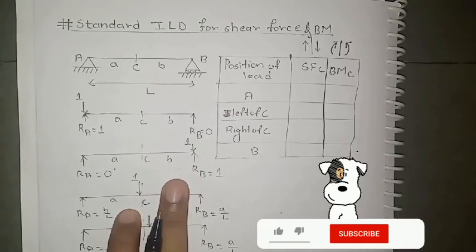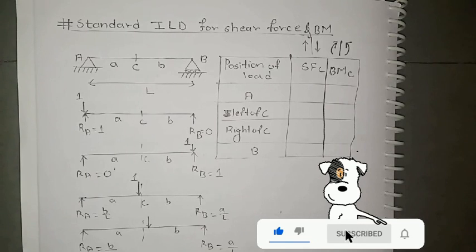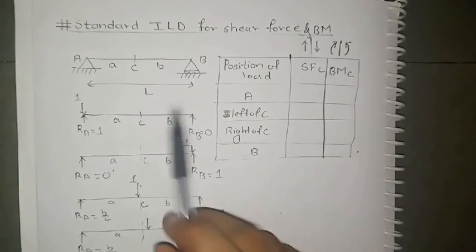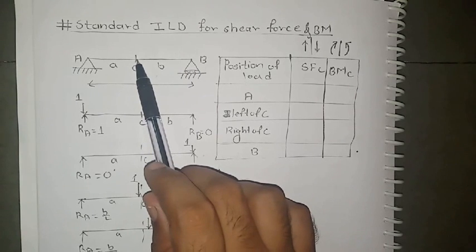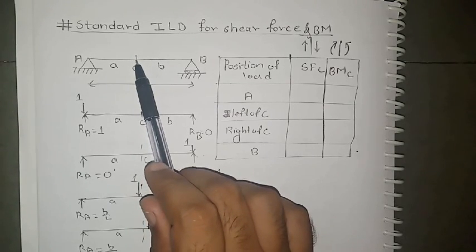The previous video discussed the standard ILDs for the reactions. In this video we will see the standard ILDs for shear force and bending moment. This is a simply supported beam. We have to find the ILD for shear force at point C and for bending moment at point C.